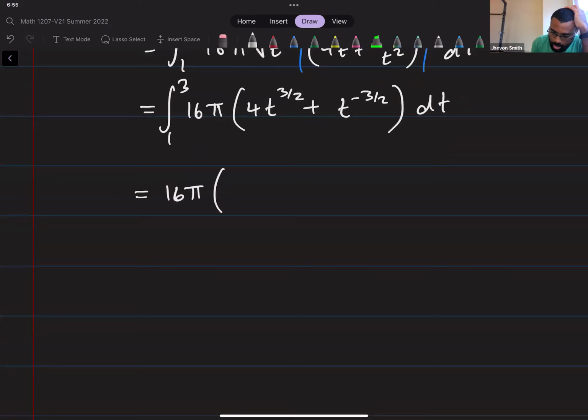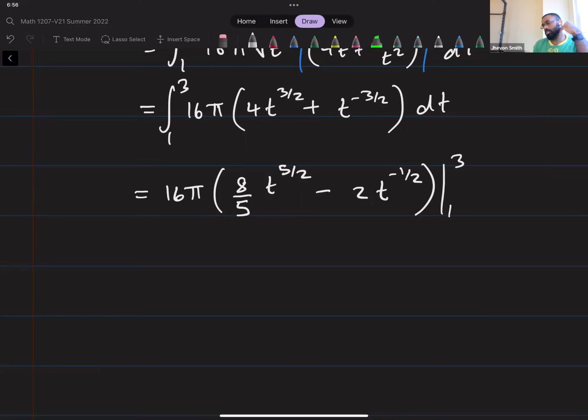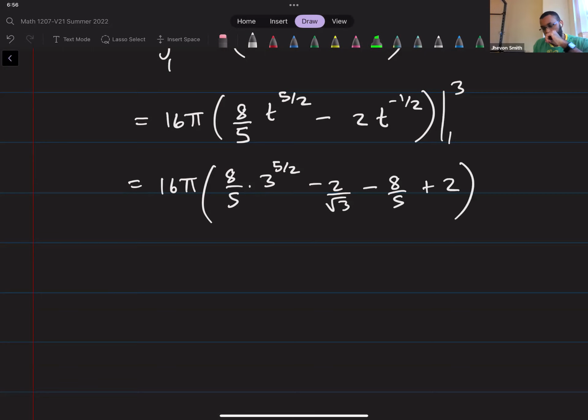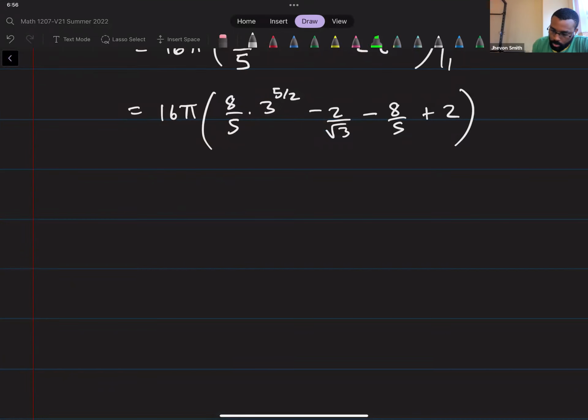So it's going to be 16 pi times, add 1 to the power, divide by the new power. And this one, you add 1 to the power, divide by the new power. So you have that. So now you go in, you plug in the 3. Minus plug in the 1. Simplify this a little bit.